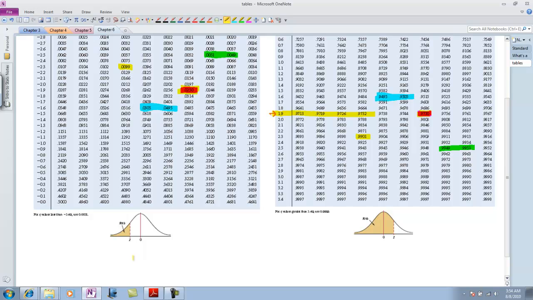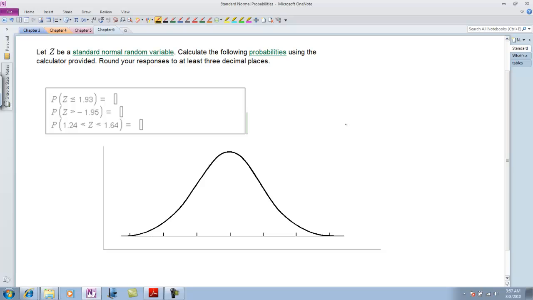All right. Let's look at the next one. The second question, we've already figured the first one out, so that's done. P of z greater than negative 1.95. Here's 0. Here's negative 1. Here's negative 2. So negative 1.95 is virtually right on top of negative 2. So we'll just say right there. That's as close as I can do it.